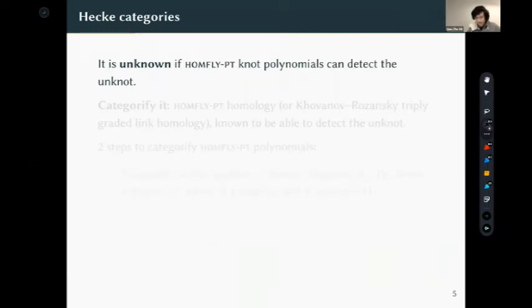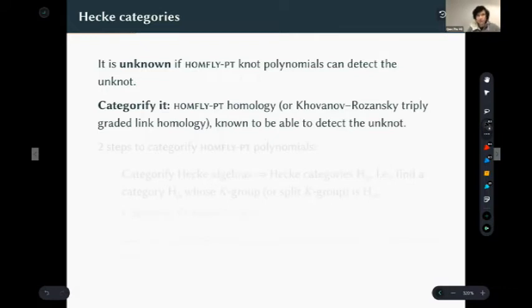So here's at least the one motivation. It's actually unknown if the HOMFLY-PT polynomial can detect a knot. Namely, if you plug in a knot and you compute its HOMFLY-PT polynomial, and you get something trivial, it isn't known whether the knot that you plugged in actually is a trivial knot. But we can categorify it, and we get something called HOMFLY-PT homology. Another name for it is the Khovanov-Rozansky triply graded link homology, and it is known to detect the unknot.